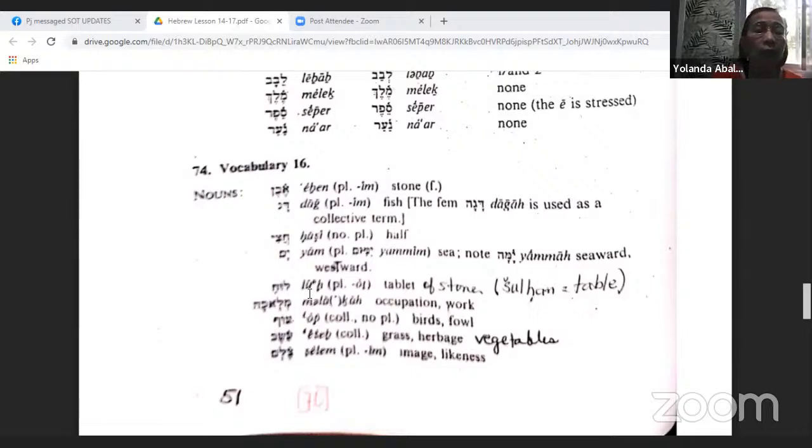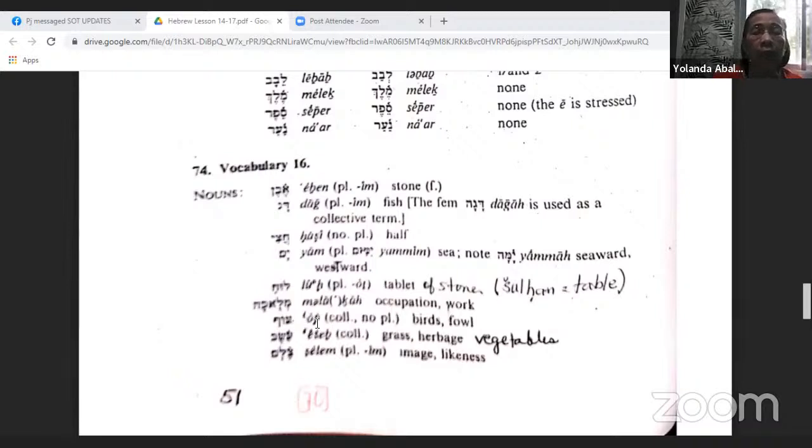Right. Then we have the word luach. Luach is a tablet of stone. Yes, ang kanyang plural, luchot. Tablets of stone. Right. Then we have the word malacha. Malacha, right, occupation, work. Iba yung melek sa malacha.